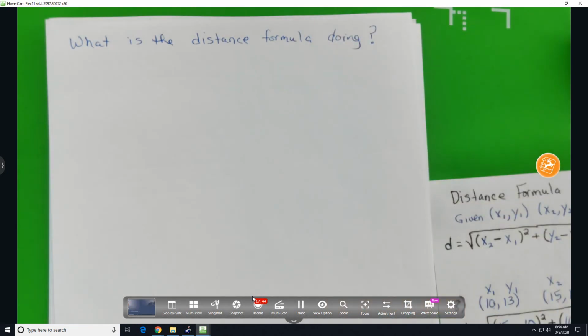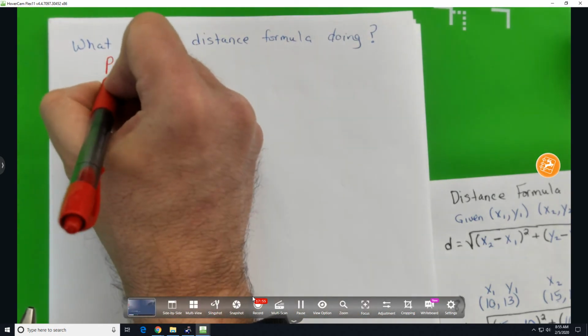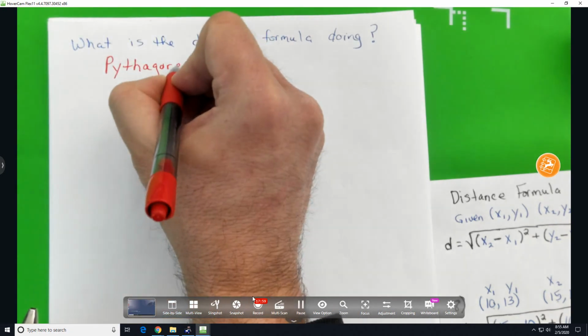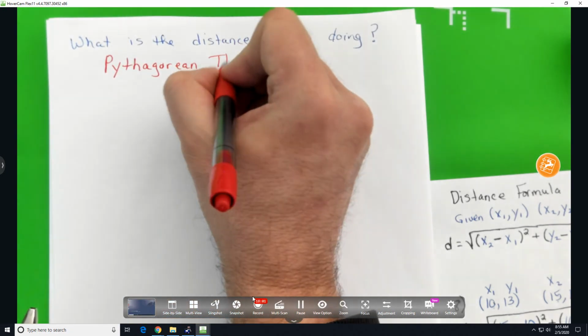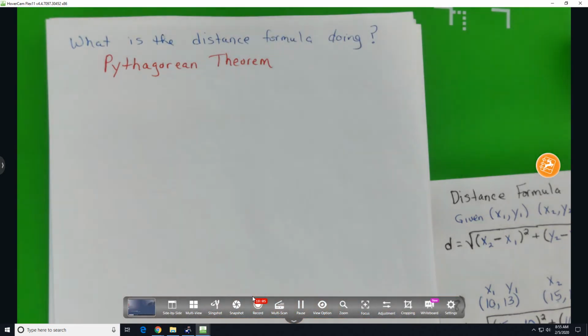Well, the easiest way, if someone asks you what the distance formula is doing and why it works, is to say it's doing that old Pythagorean theorem from geometry. Okay, maybe that jogs some memory. Let's review what the Pythagorean theorem is.